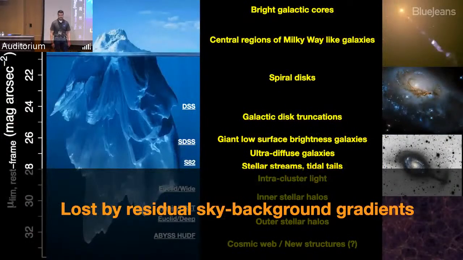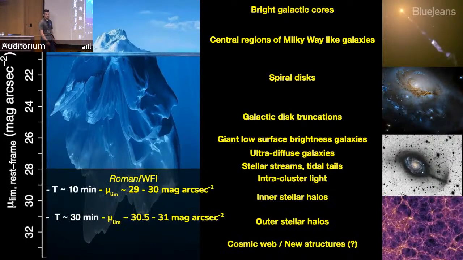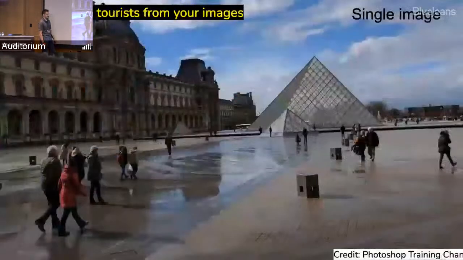That's bad. That's really bad, because that means that we are losing all this interesting part where exactly Roman is going to have a huge advantage. Roman will, in theory, be able to detect in 10 minutes structures of 29, 30 magnitudes per square arcsecond in 10 by 10 arcsecond boxes, and in 30 minutes reach the 31 magnitudes per square arcsecond limit. So we need to get this done.